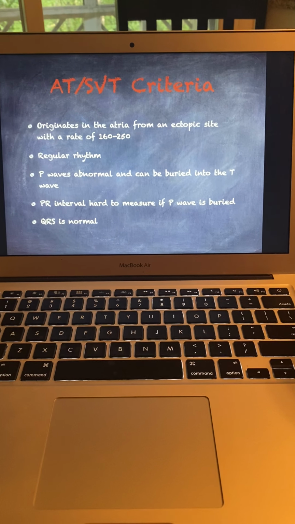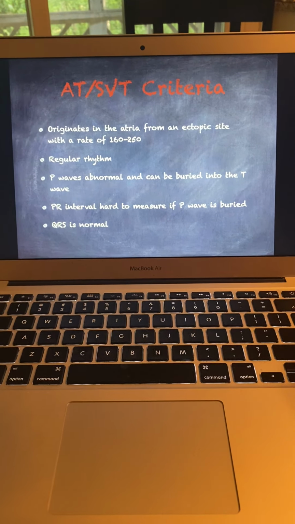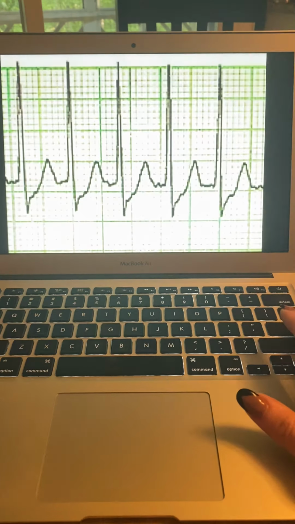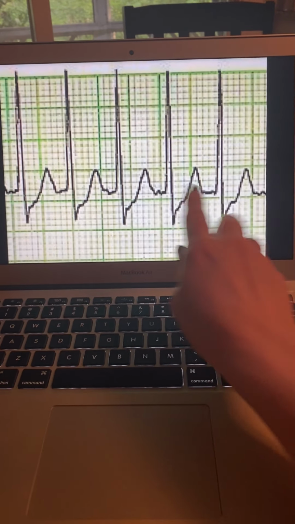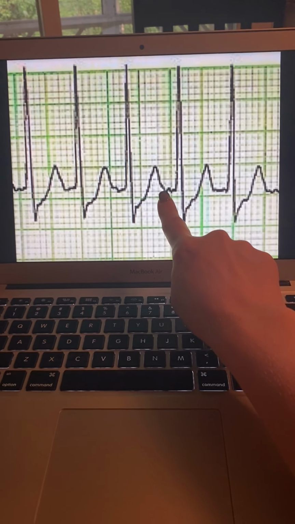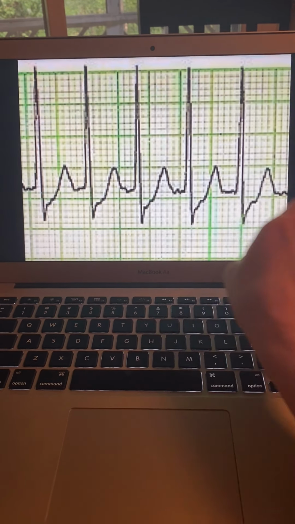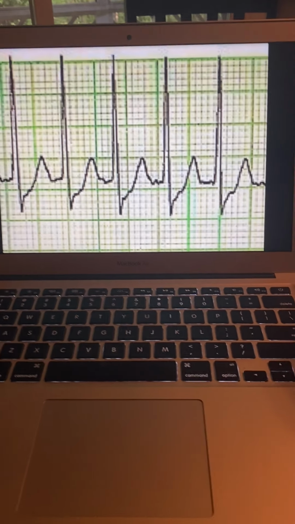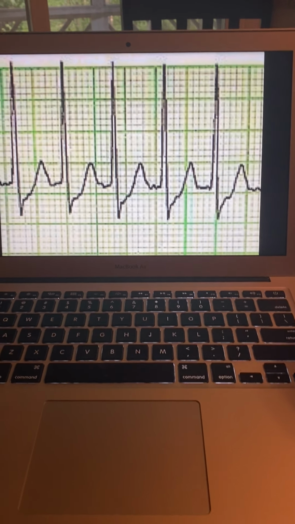Your PR interval is hard to measure because the P wave is usually buried into the T wave, but your QRS is normal. Like I said here, you have a normal QRS like we talked about, and then right here, there's no differentiation between the P wave and the T wave. So this is going to be a fast rhythm, and you're not going to be able to identify the P wave or the T wave because they're combined.